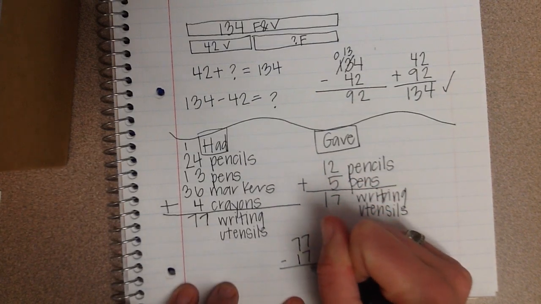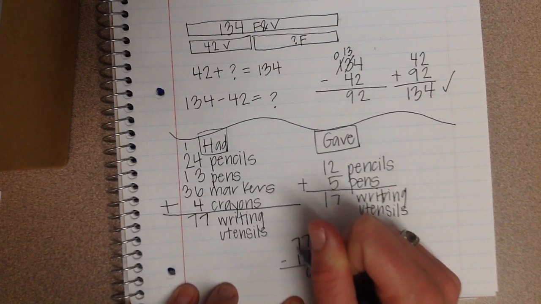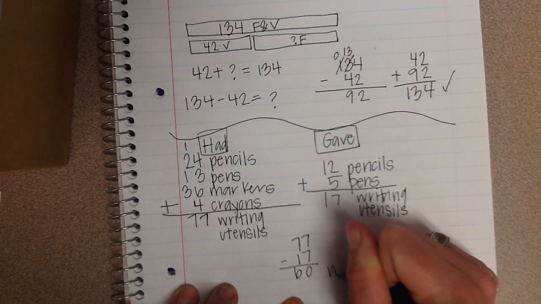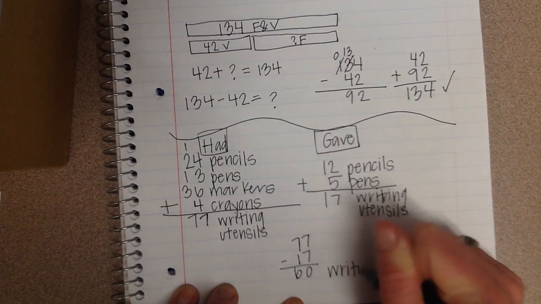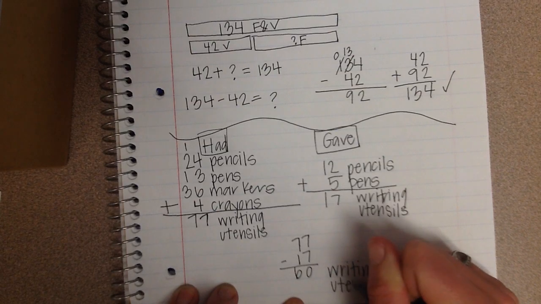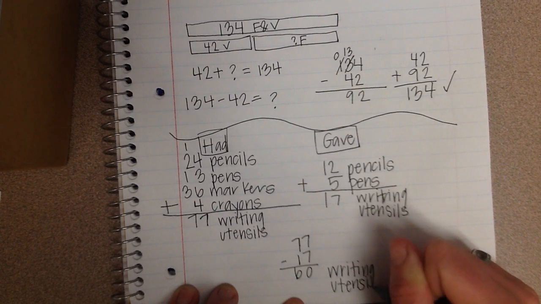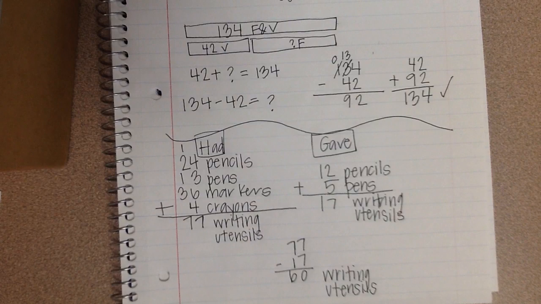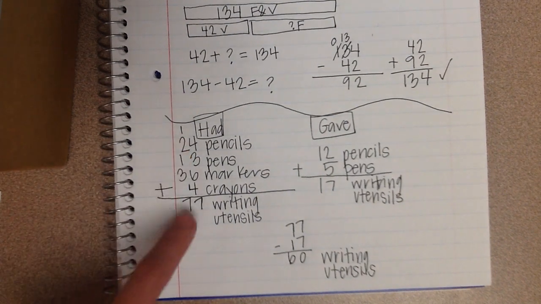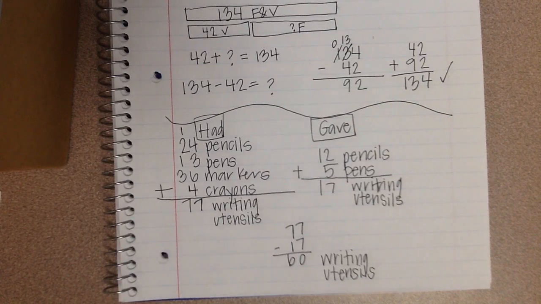7 minus 7 equals 0. 7 minus 1 equals 6. So that's what I had left, 60 writing utensils. Okay, so a lot of you would probably just add up all these numbers to get 77 and say 77 is my answer, but no, the question is asking for how many did he have left, okay?